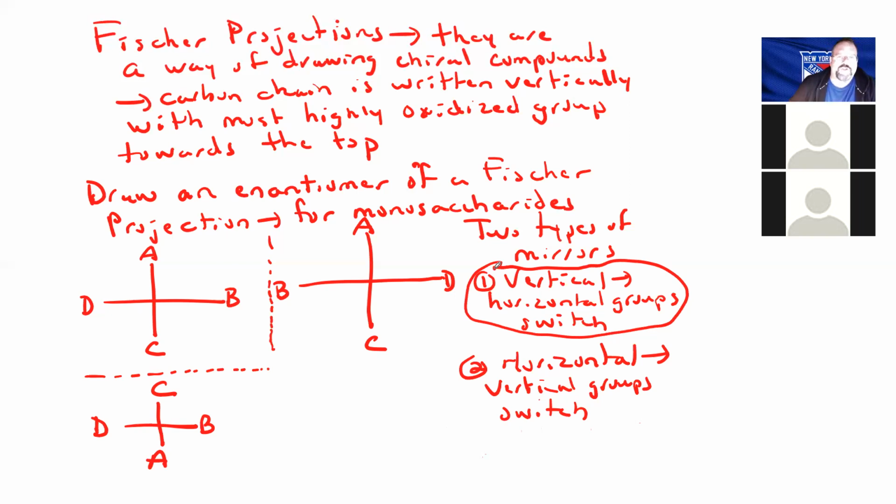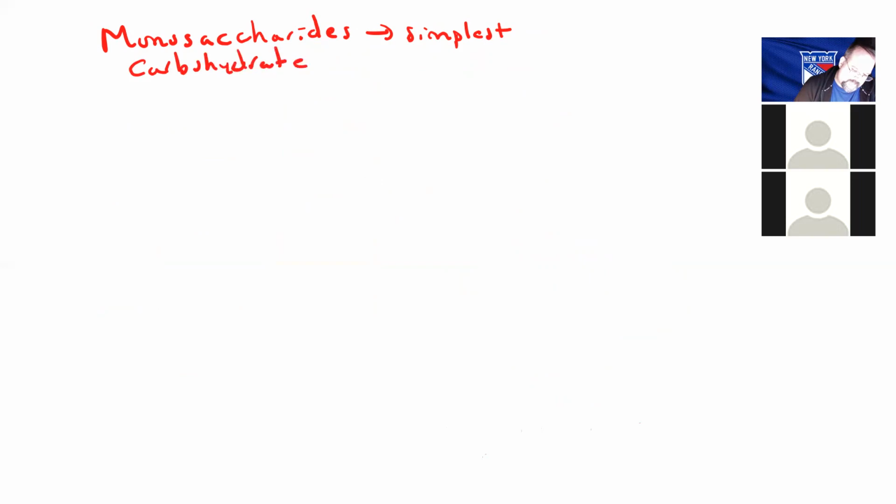Okay. So with that being said, let's talk about our monosaccharides. As we saw in the notes, the monosaccharides are the simplest carbohydrates. And essentially, they are the components of your disaccharides and your polysaccharides.